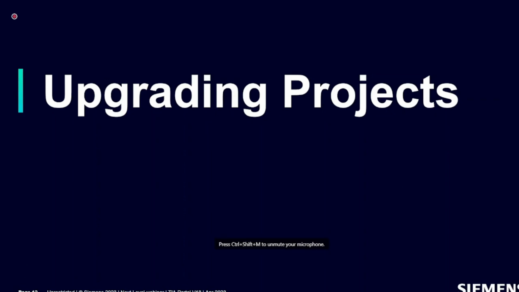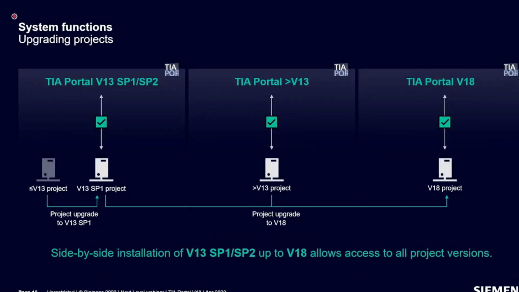And project upgradation. Whatever projects you have right now which are greater than version 13, you can directly upgrade your project to version 18. Suppose your project is less than version 13, then you have to upgrade to version 13 SP1 as an intermediate step, and then upgrade to any of these software versions like TIA Portal version 18 or version 17.